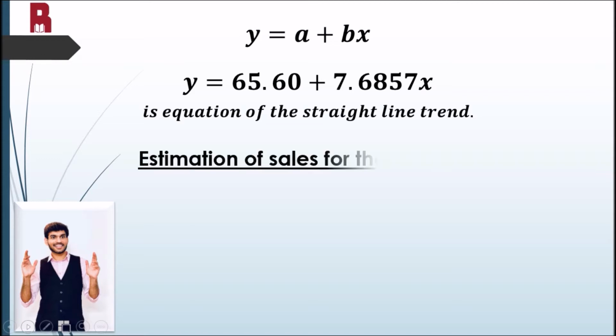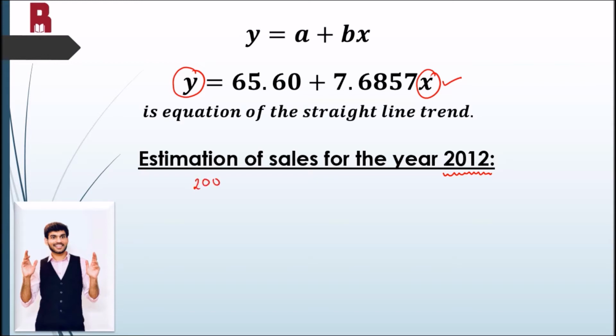Now the next part of the question was estimation of sales for the year 2012. Now we can always predict the value of y whenever the value of x is given. In our case, we need to calculate sales for the year 2012. If you remember, our data was given from the year 2005 right up to 2010.